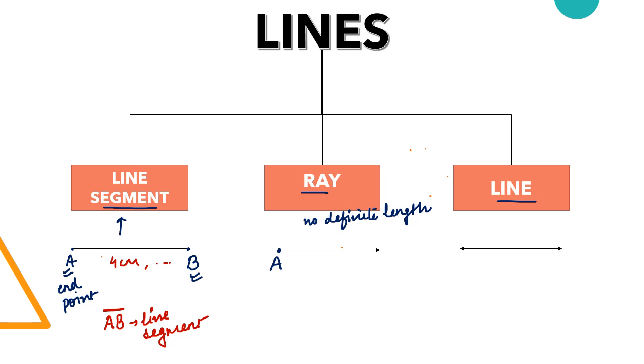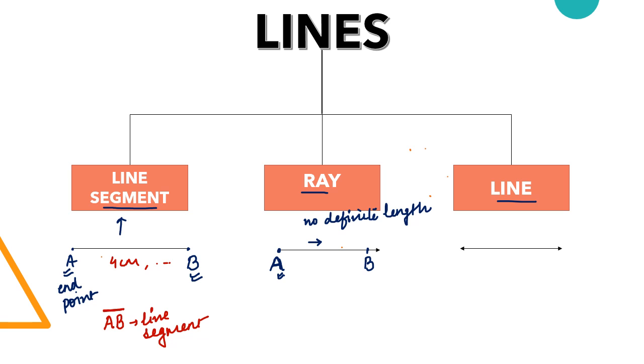So let us consider this point as A. This is the only endpoint from where the ray cannot extend further. But in this direction, we can extend a ray as much as we want. So only one endpoint is there. We can mark one point B here to represent another point on the ray.